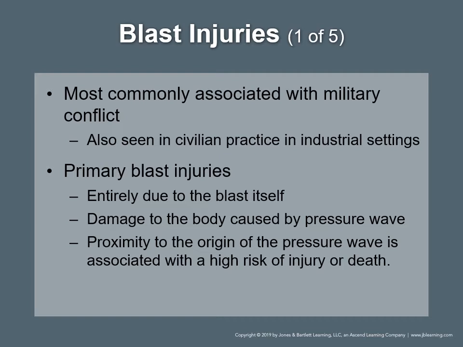Primary blast injury is entirely due to the blast itself. Damage to the body is caused by the pressure wave generated by the explosion. Flash burns are also considered part of the primary injury pattern. Organs generally affected by primary blast effects are the lungs, eardrums, and other compressible structures. Proximity to the origin of the pressure wave is associated with a high risk of injury or death.